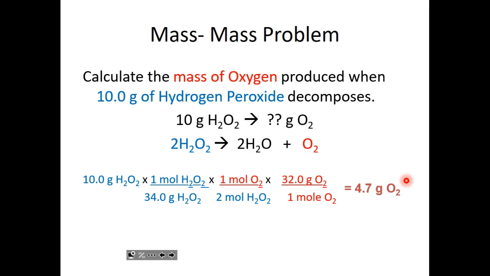And you are good to work on the problems in Station 3 of your limiting reactant activity. Please let me know if you have any questions.